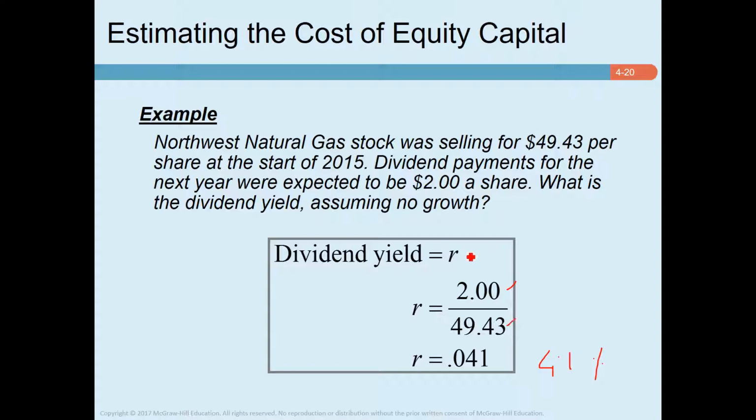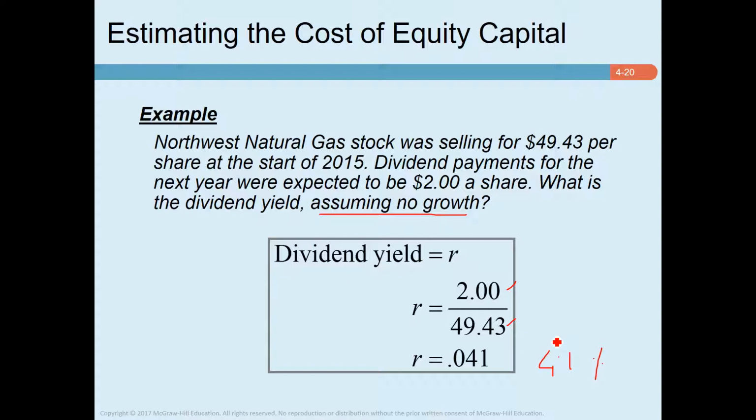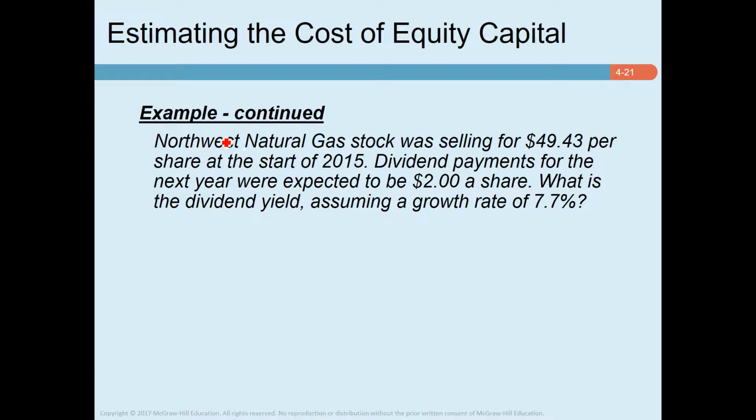Now, here we assumed that dividend won't grow, no growth. If dividend grows, then the formula will be a little bit different, as you can remember. So this expected return is dividend divided by P0, plus g. So in this case, dividend divided by price, if we have a growth rate, then we will have a g here, okay?